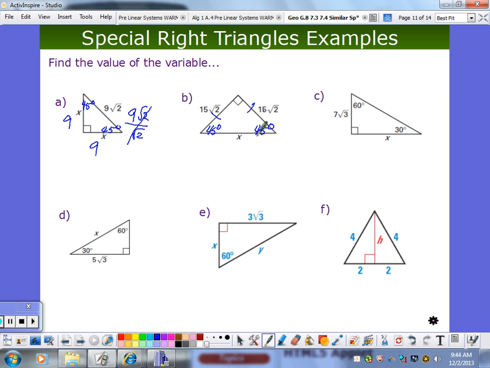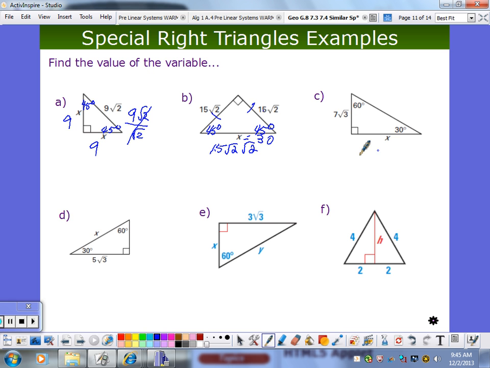So I know each leg is 15 radical 2. How do I find the hypotenuse? I feel like nobody's getting this. Maybe a couple people. How do I find it, Rachel? Oh, rad 2 times rad 2, 2 times 15, 30.